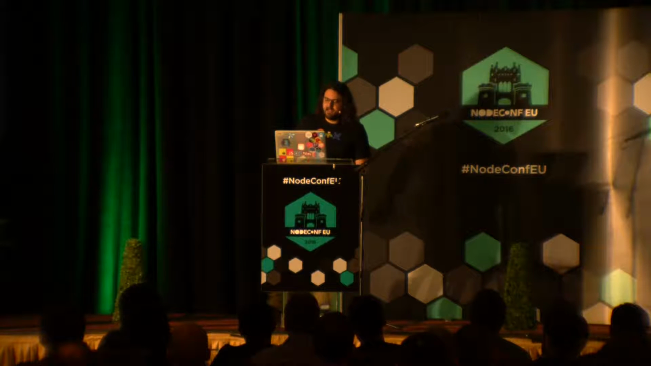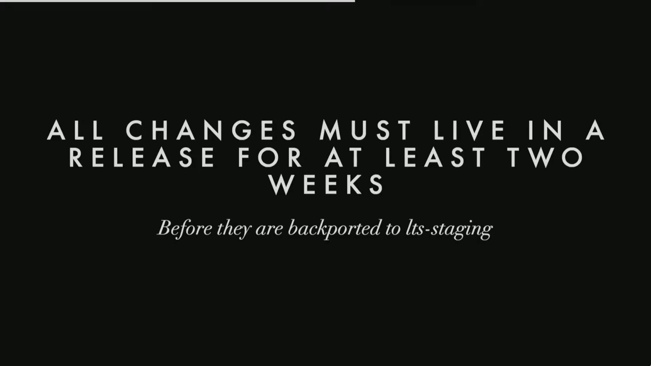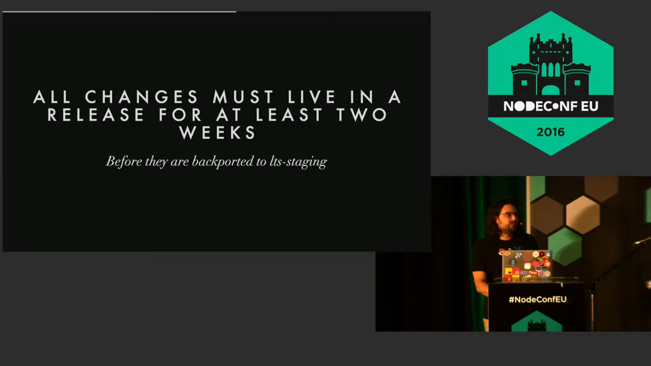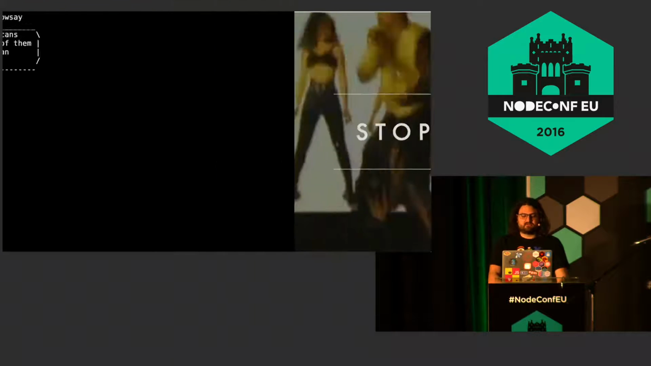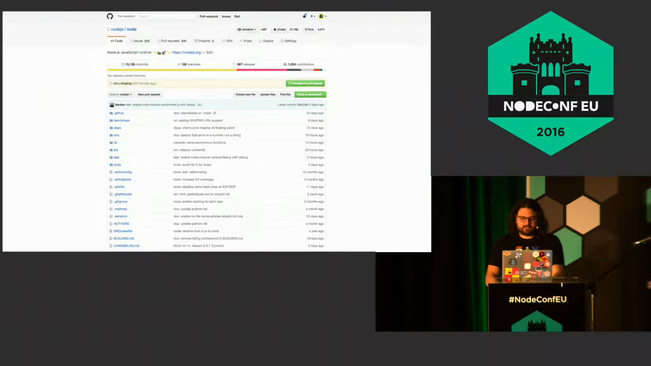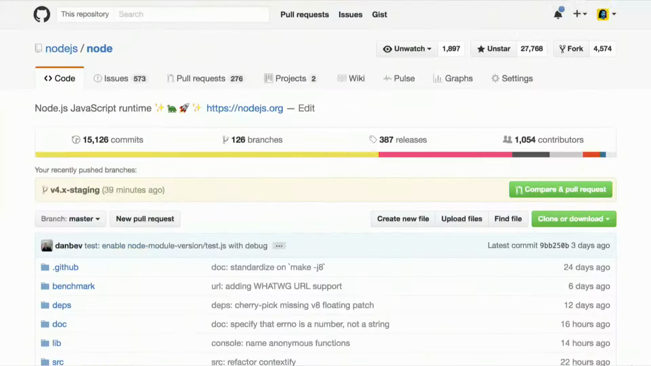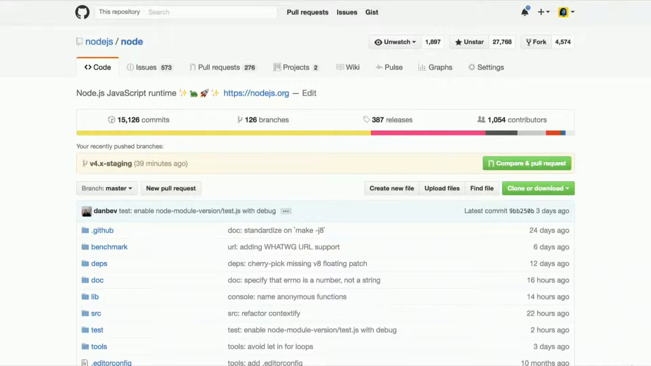So as I had mentioned, all changes must live in a release for at least 2 weeks before they're backported to LTS staging. And this is really, really important because it's the only way in which we can guarantee that we're not going to cause regressions and breakages. So let's do a little demo, and let's look at what this process looks like. So here's Node. And just in general, if I'm showing something on the screen and it's not big enough, just scream enhance, and I'll make it a little bigger.